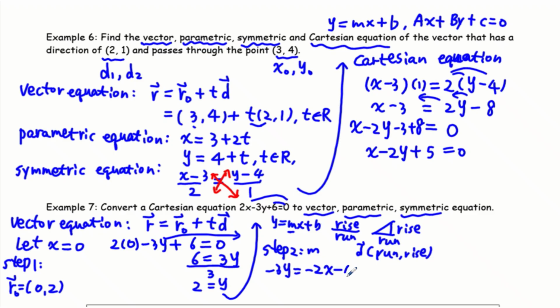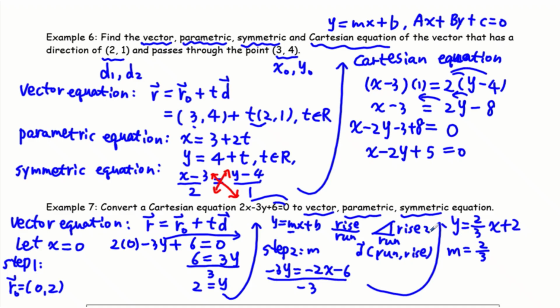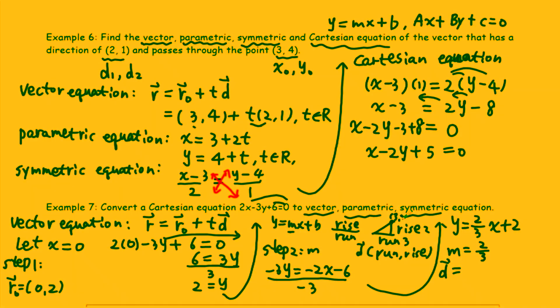Minus 2x minus 6 and divided by negative 3. So we have y equals positive 2 over 3 x, then plus 2. Negative 2 divided by negative 3, negative negative becomes positive. Negative 6 divided by negative 3 gives you 2. So we want the slope. Then we know that the rise is 2, run is 3. Then the direction vector will be 3, 2.